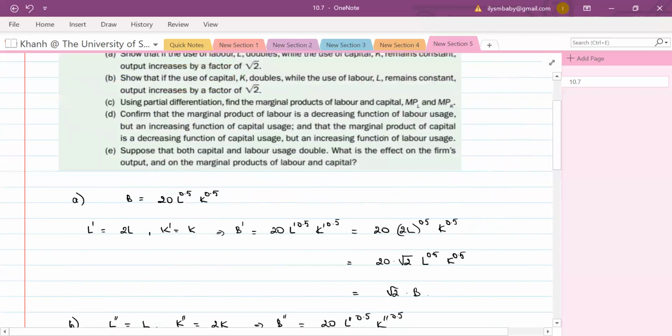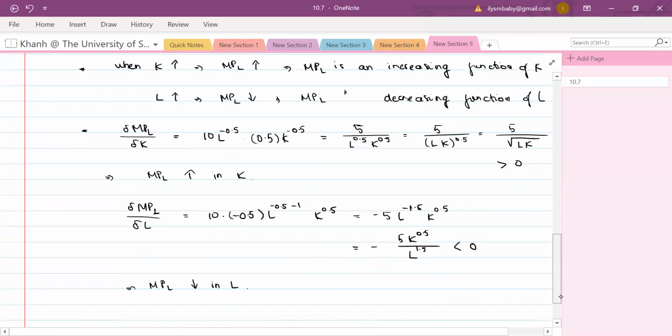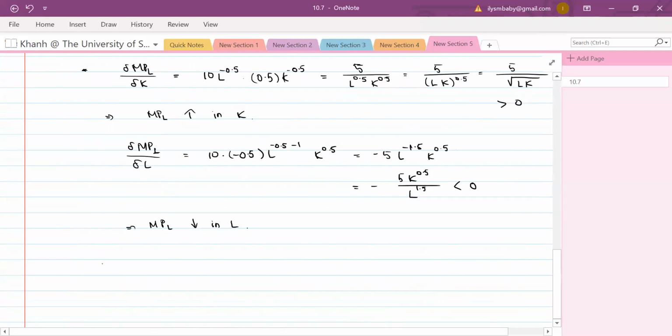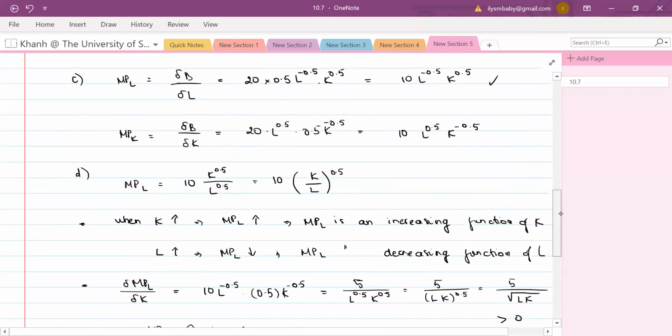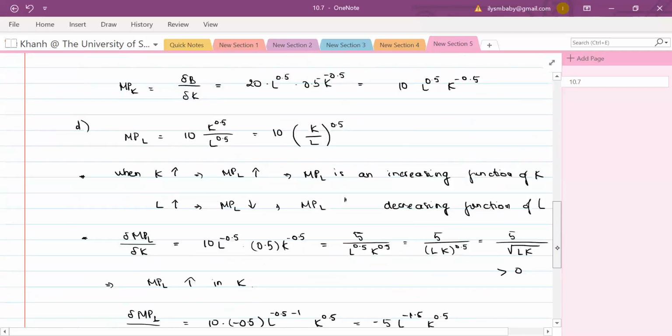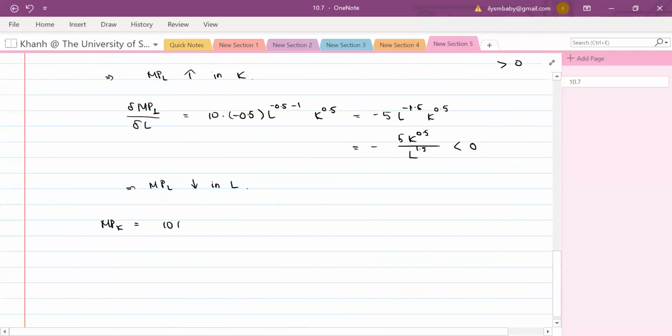And we also want to confirm that the marginal product of capital is a decreasing function of capital, but an increasing function of labor. It's very straightforward and very similar. So we got the marginal product of capital is 10L times K to the power negative 0.5. So that is 10L on K, everything to the power 0.5.